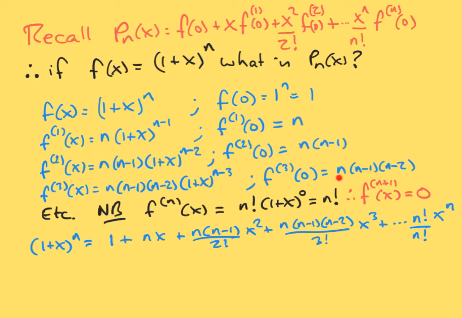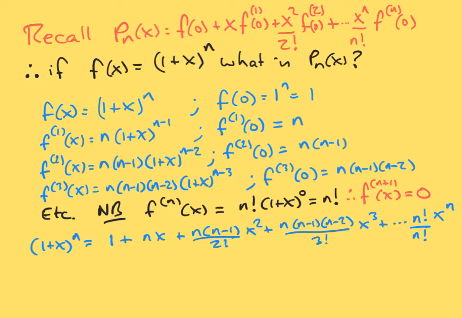And if you carry on doing this, then I hope you can see that the nth derivative, you're going to generate n times n minus 1 times n minus 2 times n minus 3, all the way down to 1, and that's going to be n factorial, multiplied by 1 plus x to the n minus n. In other words, multiplied by 1 plus x to the 0. And something to the 0 is 1, so the nth derivative of the function for any x is just n factorial, and the higher derivatives are all going to vanish.